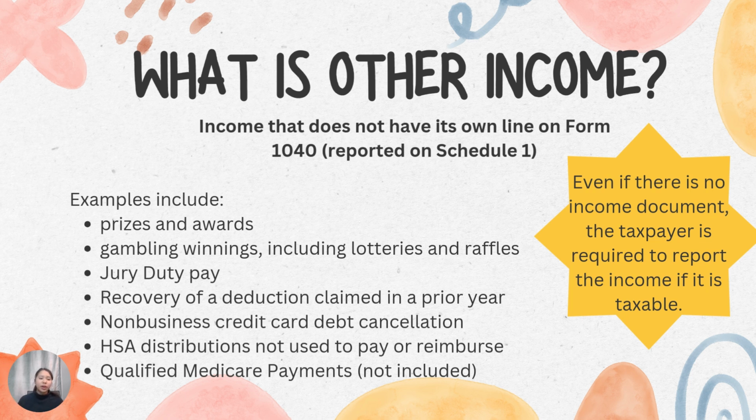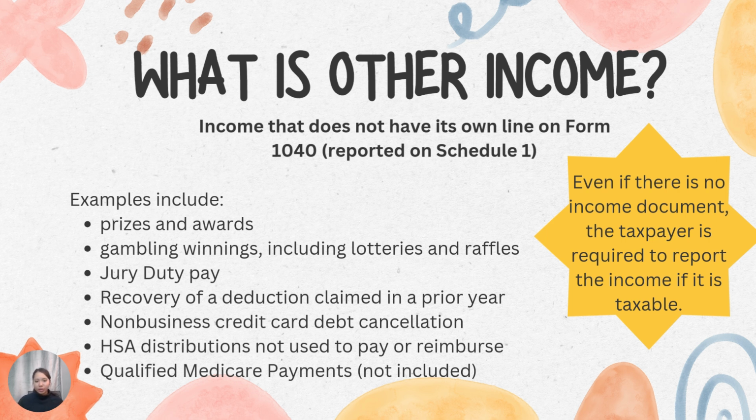So some examples of other income include prizes and awards, gambling winnings, lotteries, raffles, jury duty pay, which we will go over more in one of our future lessons on adjustments to income. Other types include recovery of a deduction claimed in the prior year, non-business credit card debt cancellation, HSA distributions that aren't used to pay or reimburse for qualified medical expenses, and one other thing is qualified Medicare payments. Now, you might think qualified Medicare payments would be included in other income, but they're not. So I just wanted to include that for clarification.